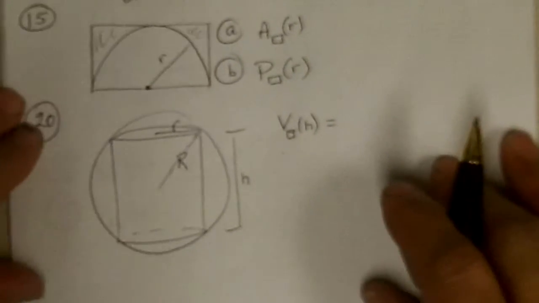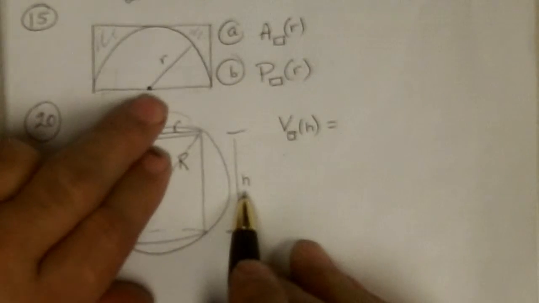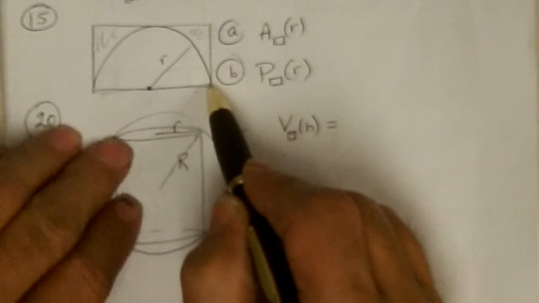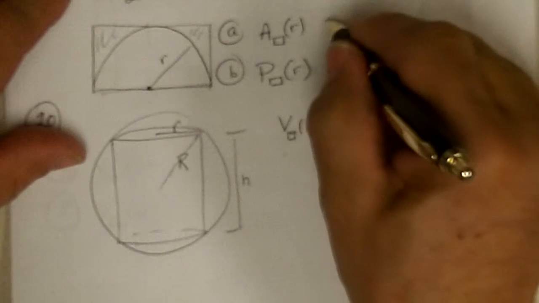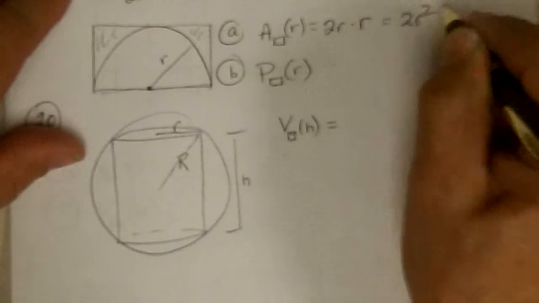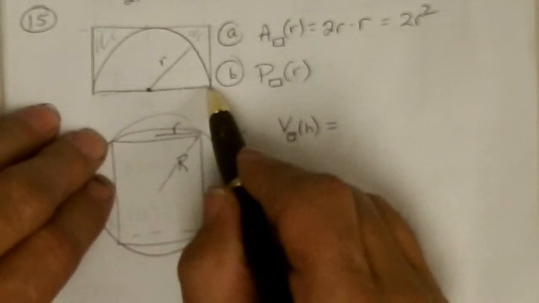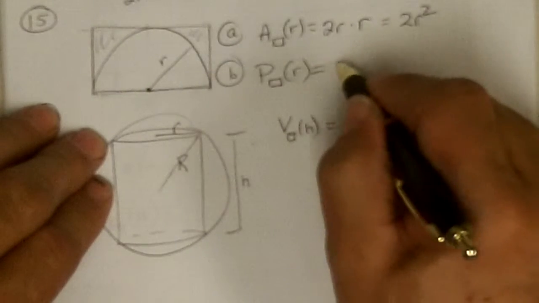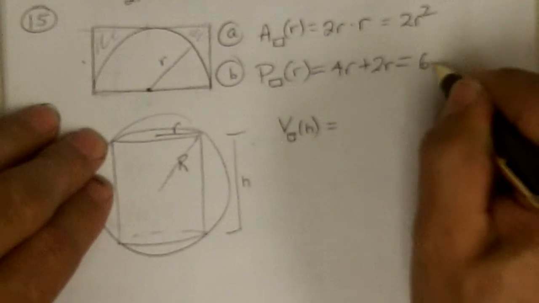Now it says do a similar thing for this one. Now we're talking about the rectangle and only half of it, so the area of the rectangle is going to be 2r, because it's r plus r, and then the height is just r, so it's 2r times r, which is 2r squared. Perimeter of the rectangle is pretty simple. 2r plus r plus 2r plus r. 2r times 2, or 4r, plus r plus r is 2r, is 6r.